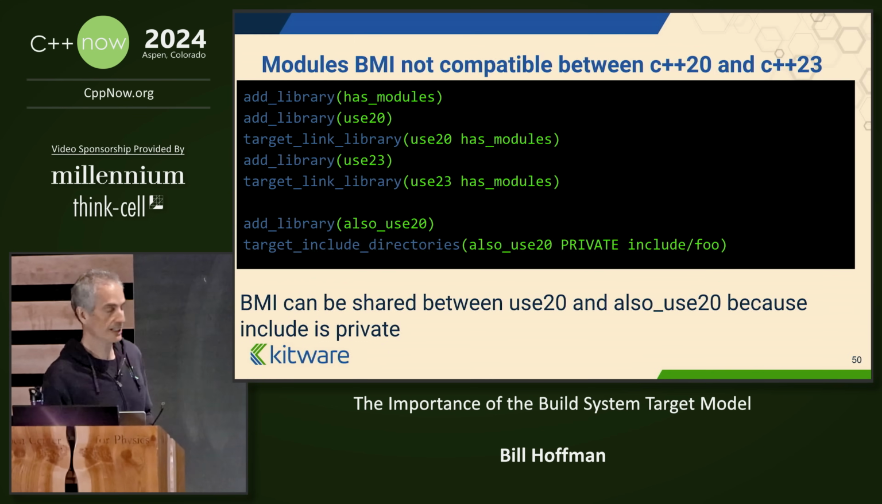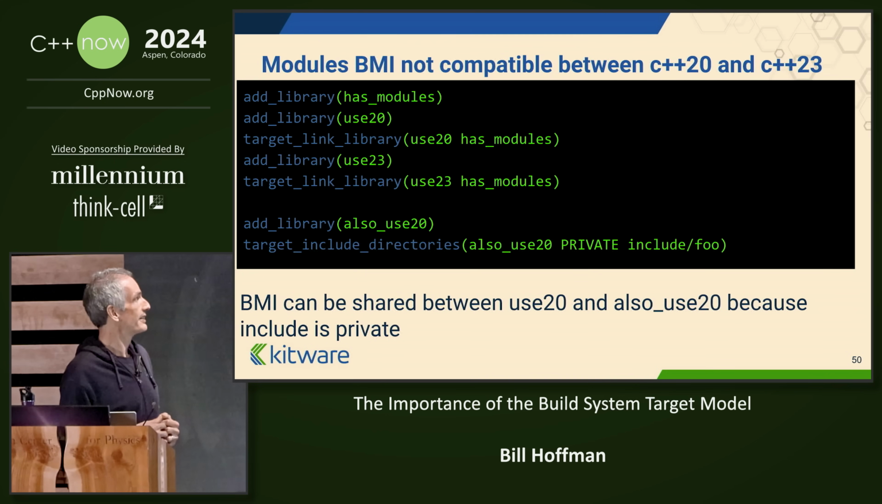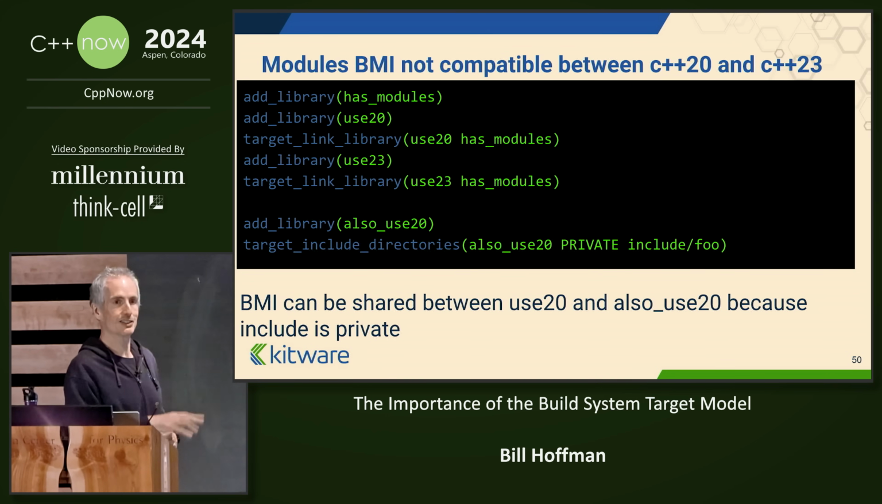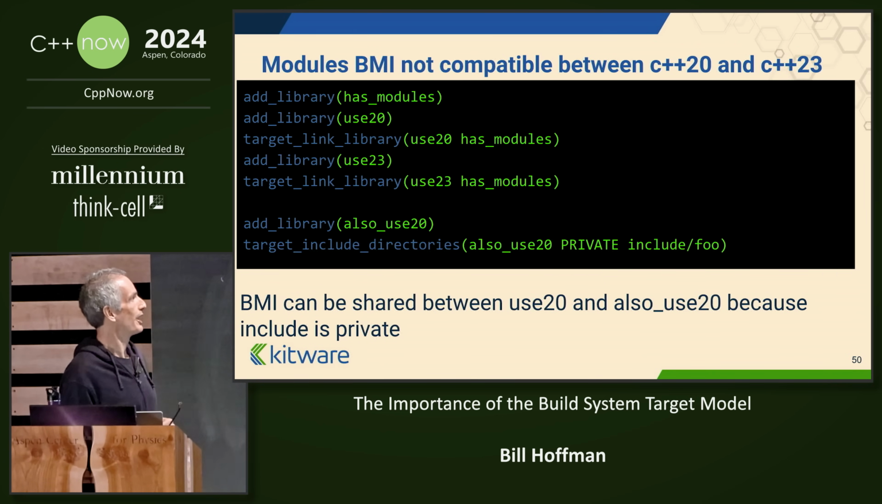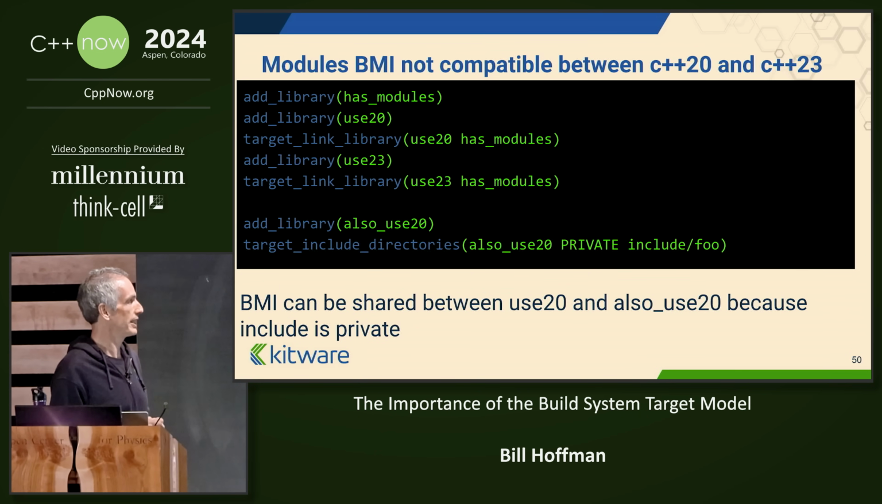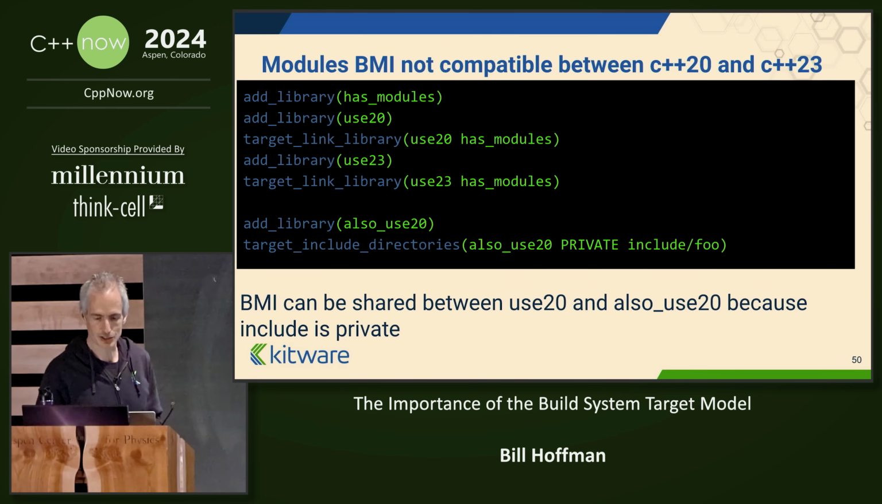So in this example here, I'm going to create a library that has modules. And then I'm going to create a library, and this isn't complete valid code, but we'll call it pseudo CMake code. I'm going to create a library that does use C++20, and then I'm going to link that to has modules. And I'm going to have one that does use C++23, and that's going to link to has modules as well. And then I'm also going to create another one that says also use 20, but I'm going to have a private include flag that's include foo.